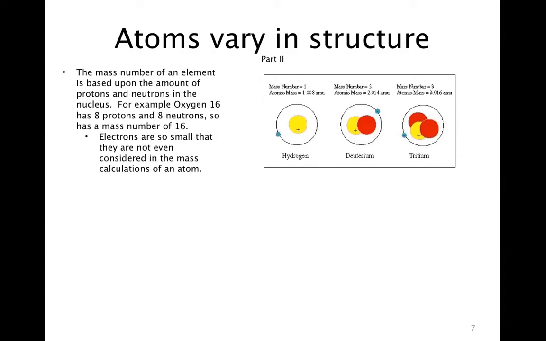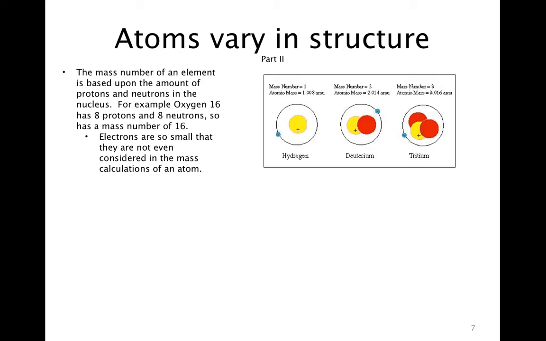So the number of protons within the nucleus defines the element. We've already established that. So 1 proton in the nucleus means it's hydrogen. 8 protons in the nucleus means it's oxygen, etc. Okay, but there's another way that elements can vary, and that's the amount of neutrons found in the nucleus.